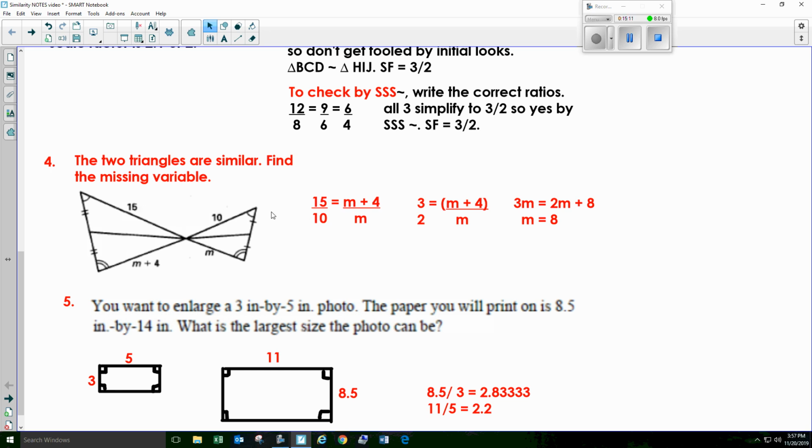I'm going left to right. So that means down here I have to go left to right as well. On this one on the left, it's next to the two arcs, and this one is next to two arcs. So m plus 4 over m.